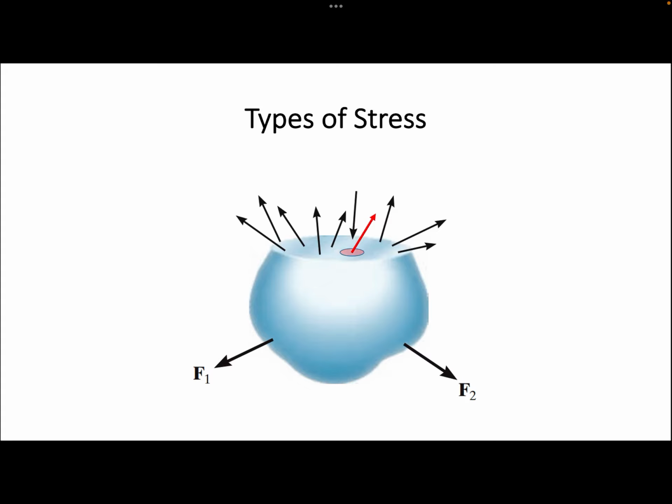In engineering mechanics, we usually decompose the stress into two components. One perpendicular to the section plane, which is called normal stress, and the other in the section plane, which is called shear stress. As you can realize, the normal stress indicates whether the material is under tension or compression. The shear stress indicates the sliding effect.